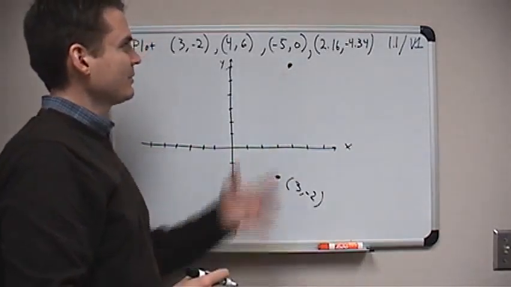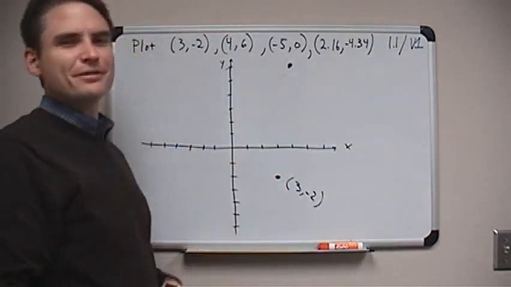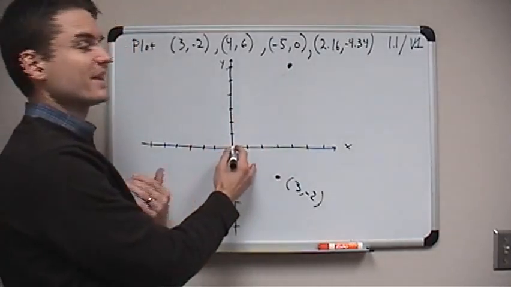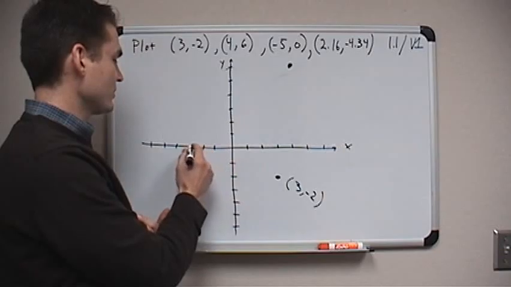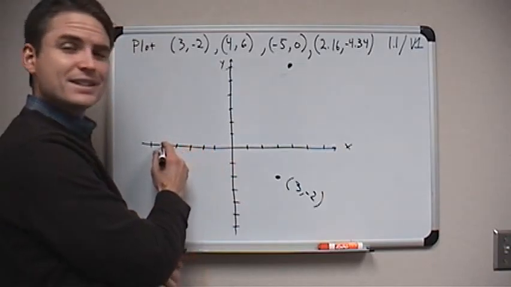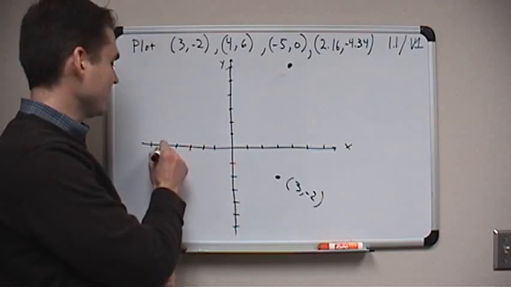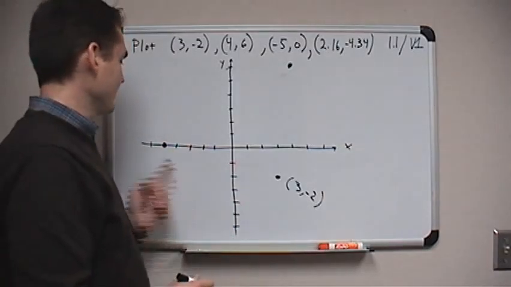Okay. Now move to this third point here, -5, 0. Okay, well the x-coordinate's -5, that means we move to the left 5. 1, 2, 3, 4, 5. And since the y-coordinate's 0, we don't move up or down at all. Okay, so this point actually lies right on the x-axis, right here.